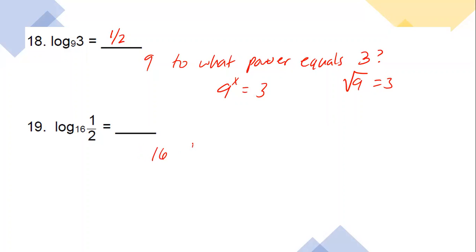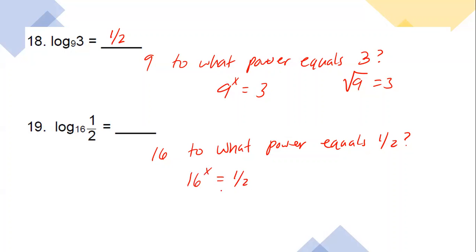So 19 is saying 16 to what power equals 1/2. Again, it can't be greater than 1. Does that make sense? Because 16 to the 1 is 16. I'm going to be past a half already. So it has to be less than 1. What is the relationship between 16 and a half? Well, this means that this is in the denominator. It's negative, right? So you know it has to be a negative.